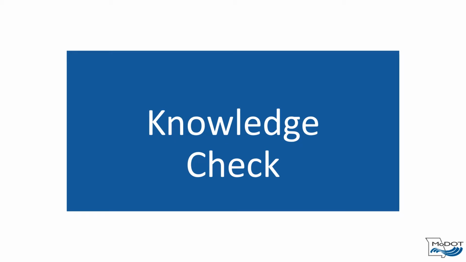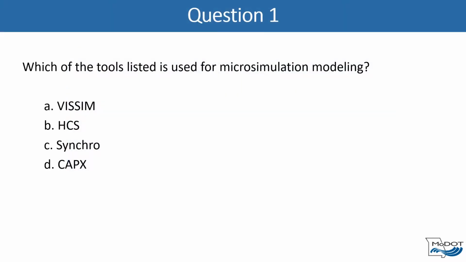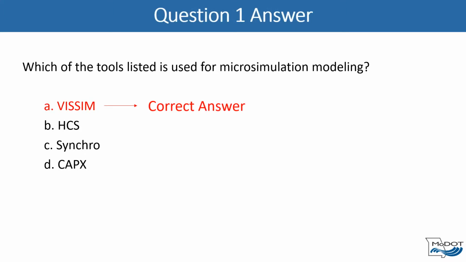Time to see what you've learned. Which of the tools listed is used for microsimulation modeling? Is it A, VISSIM, B, HCS, C, Synchro, or D, CapEx? The correct answer is A, VISSIM.